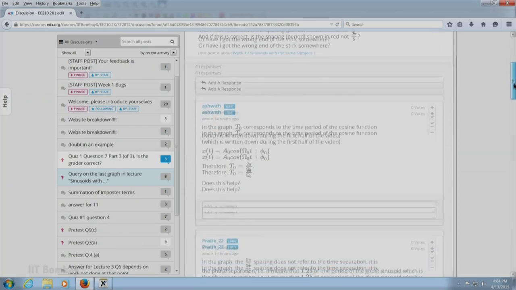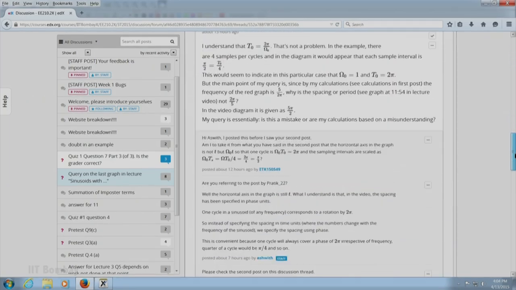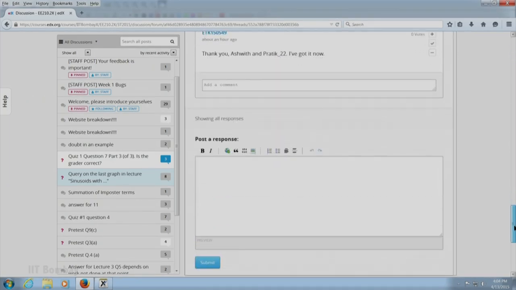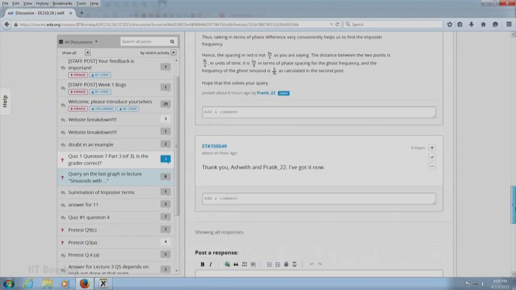There was some confusion about the idea of measuring the difference between two samples in terms of the phase change and measuring it in terms of time. Now, to cut a long story short, my teaching associates have given a very thorough explanation, and I am glad to see that ETK150549 has understood the answer.